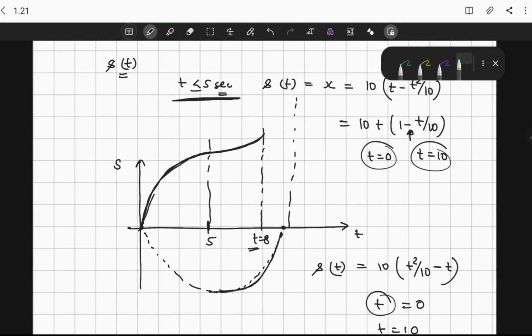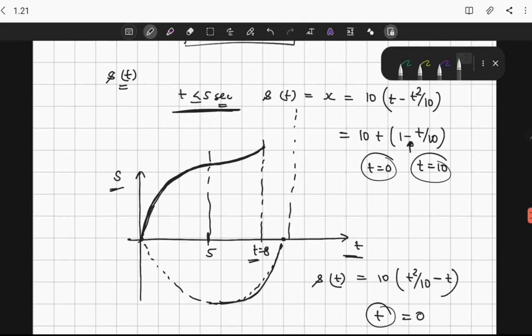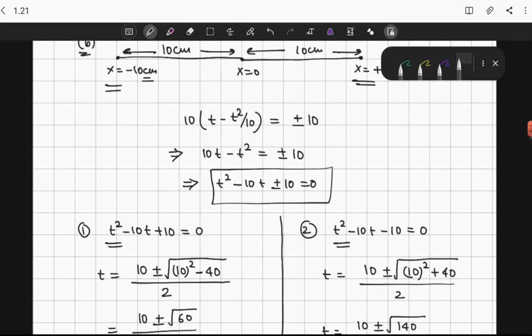So this is the graph we have got for the distance versus time. I hope the entire procedure is clear. Thank you.